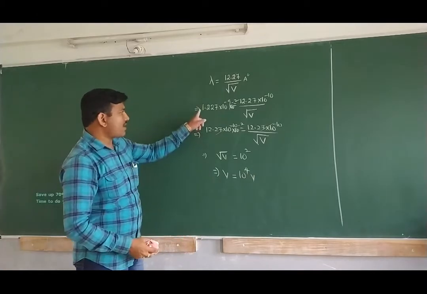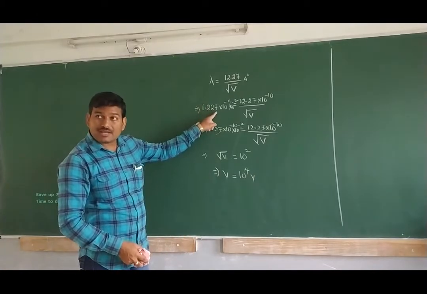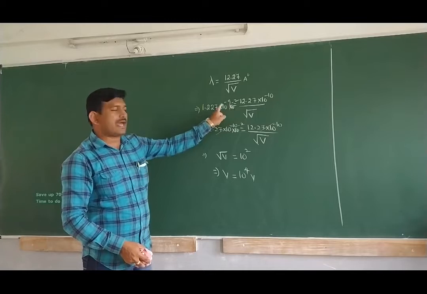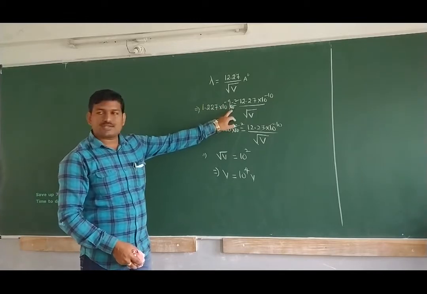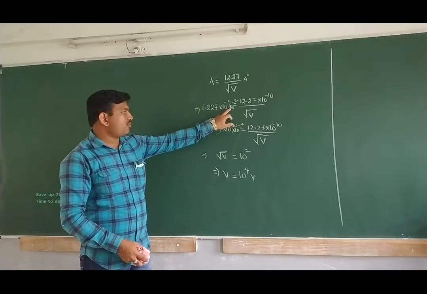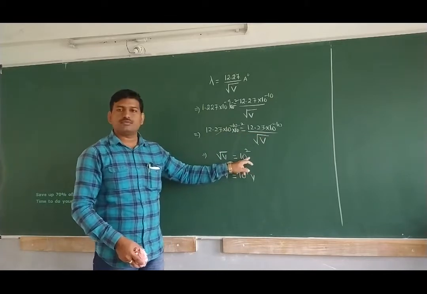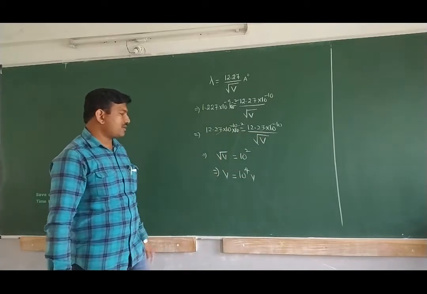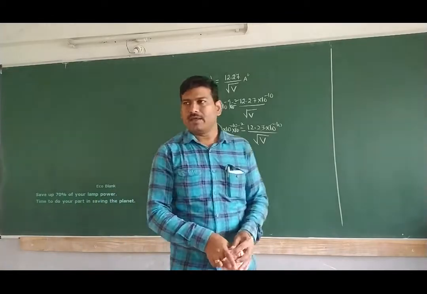So they have given lambda is equal to 1.227 into 10 power minus 2 nanometer. So into 10 power minus 2 is there in the given question. So 10 power minus 2 goes to that side, becomes 10 power plus 2. So root V is equal to 10 power plus 2, V is equal to 10 power 4. Okay, next question.